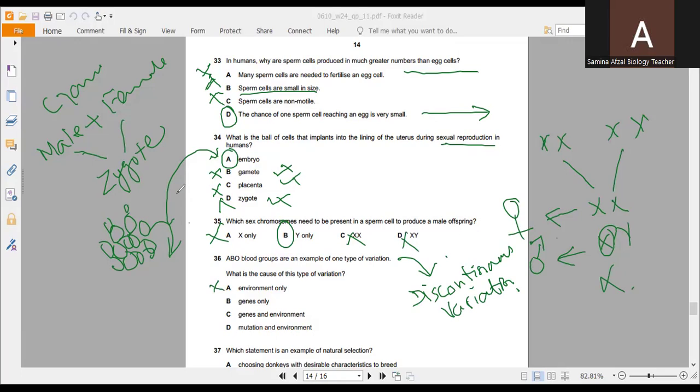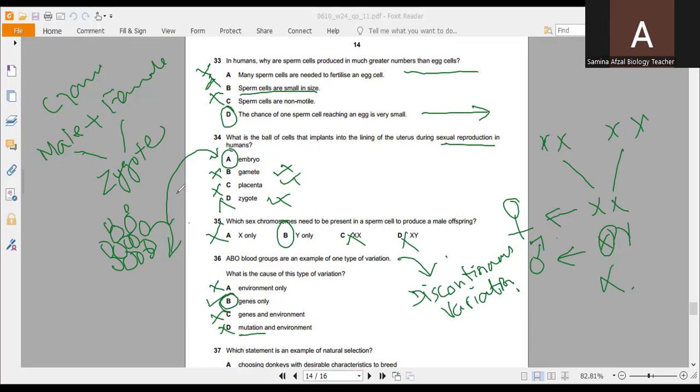No, environmental factors are not involved in the discontinuous variations. They are only caused by the genes. Genes and environment, again, environment is not involved. Mutation and environment, again, environment is not involved. Environment is involved in continuous variations. So in mutation, everything is changed. So mutation and environment are not involved.